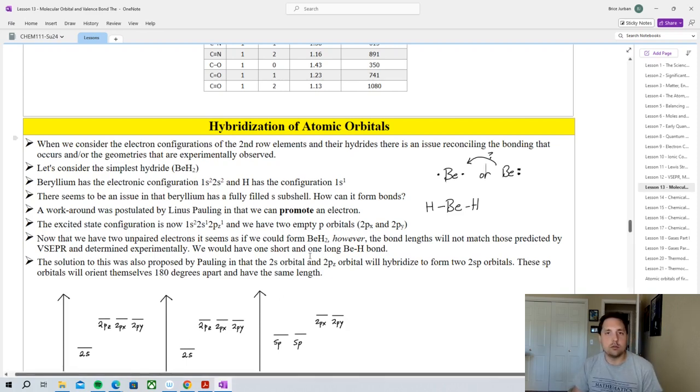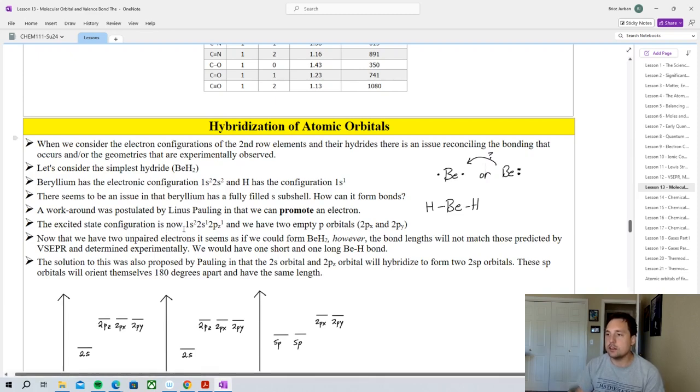Well, Linus Pauling was one of the chemists that was really interested in studying this and helped popularize this idea of valence bond theory. His workaround was first that we need to promote an electron. So I've talked about excited states of molecules. Essentially, we need to excite the beryllium atom so that one of its electrons goes into a 2p orbital. We'll say that the 2p orbital that will be occupied is the 2pz. That's a little arbitrary. Again, I'm just defining the z-axis is where the nuclei are.